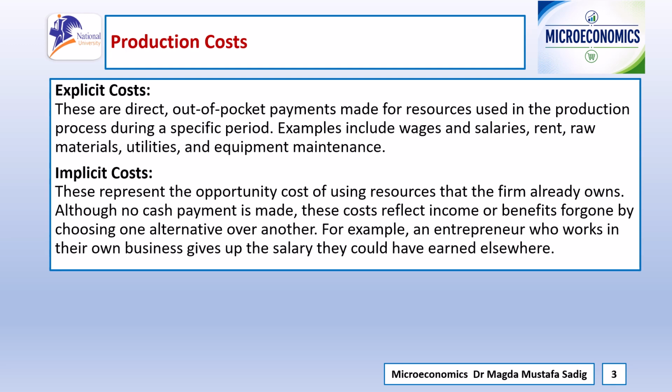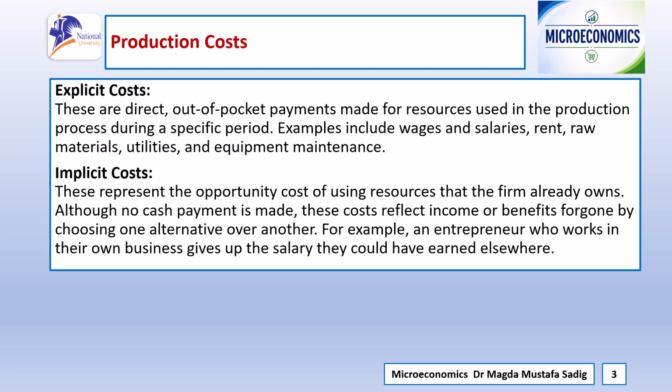Explicit cost. Explicit costs are actual cash payments made by a business. Examples include employee wages, rent, electricity bills, raw materials, transportation cost. These are recorded in accounting statements.